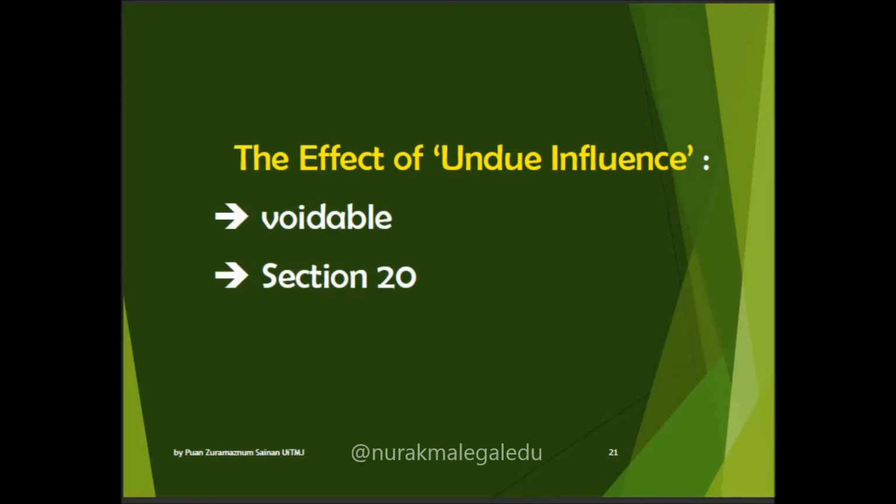Okay, we will continue on the fraud, mistakes and also misrepresentation in part 2. You just remember that there must be free consent in order to make a valid contract, and there are 5 elements that can affect the free consent. We have learned coercion and undue influence. Okay, 3 more left, which is fraud, misrepresentation and mistake.